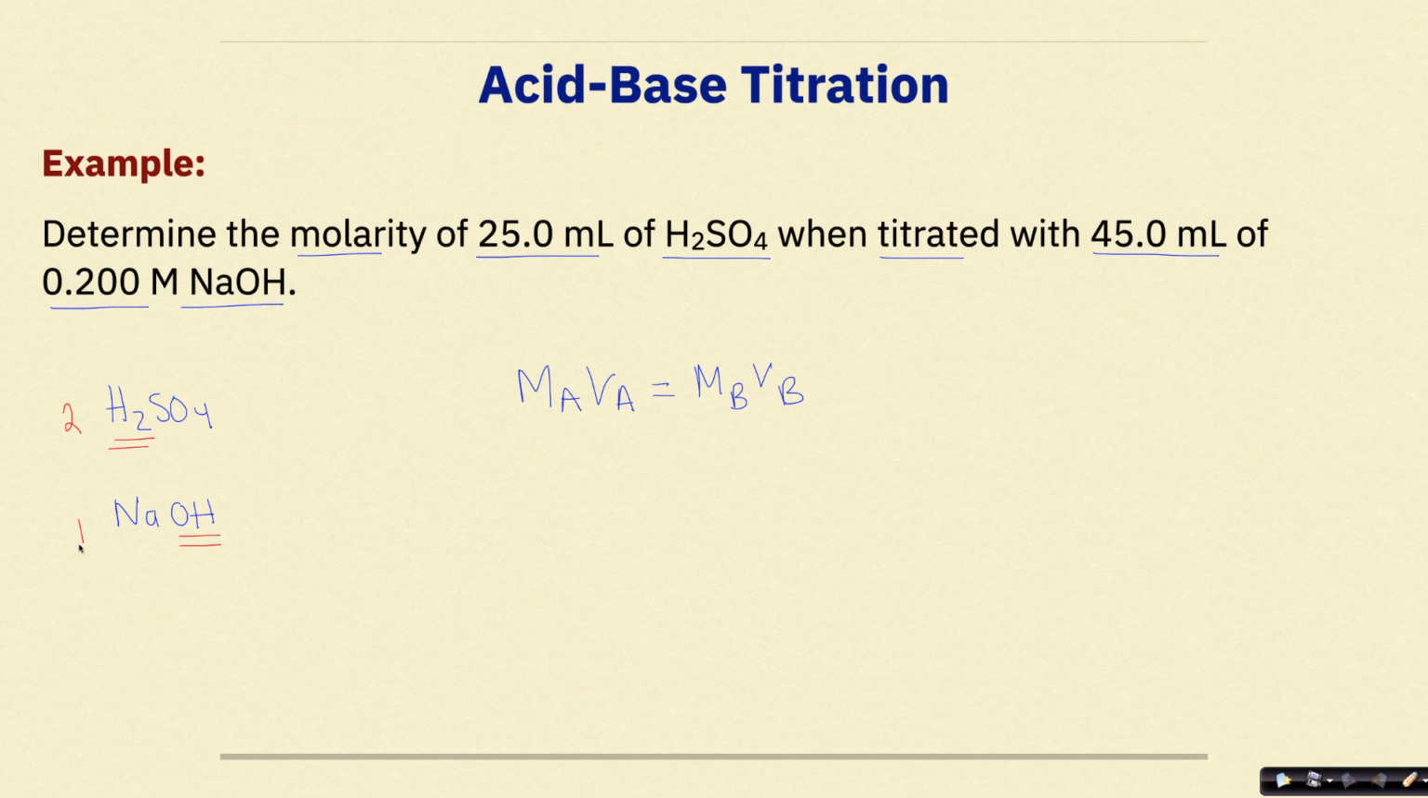Don't try to do anything crazy or strange, and don't try to overthink this. If you have 2 hydrogens here and 1 hydroxide here, keep it that way. Let's go back and start plugging in variables. So it says determine the molarity. I'm looking for a molarity of 25 milliliters of H2SO4.